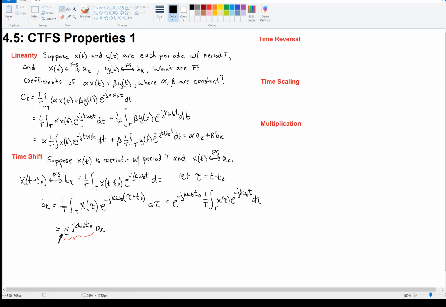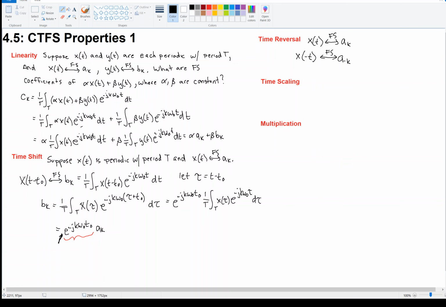Okay, so hopefully this gives you a little bit about how we can get these proofs, all right? But I'm not going to prove these next 3. I'm just going to talk a little bit about them. So time reversal says that if x of t has Fourier series coefficients ak, then x of minus t has Fourier series coefficients a of minus k. So this means that if I flip the signal in time, then its Fourier series also flips.